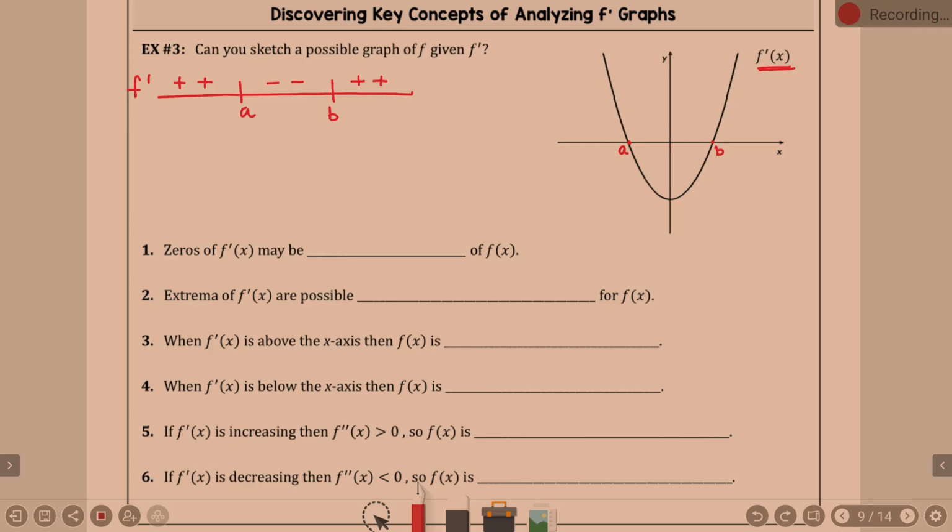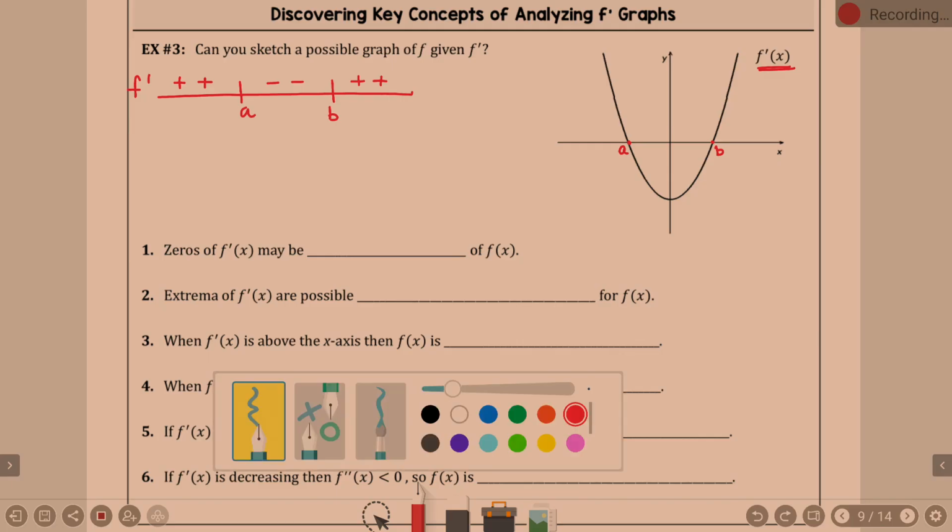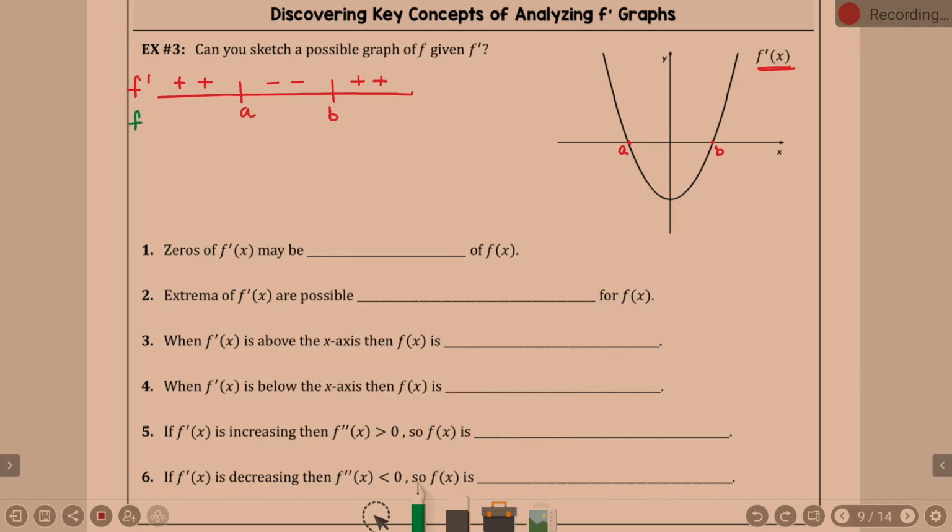Now, if that's my derivative, what does that mean about the actual graph? Where the first derivative is positive, my graph is going to be increasing. Where my first derivative is negative, my graph is going to be decreasing. And what's that mean is happening at A and B? A is going to end up representing a max, and B is going to end up representing a min. Are you with me on that part, or at least? Okay.